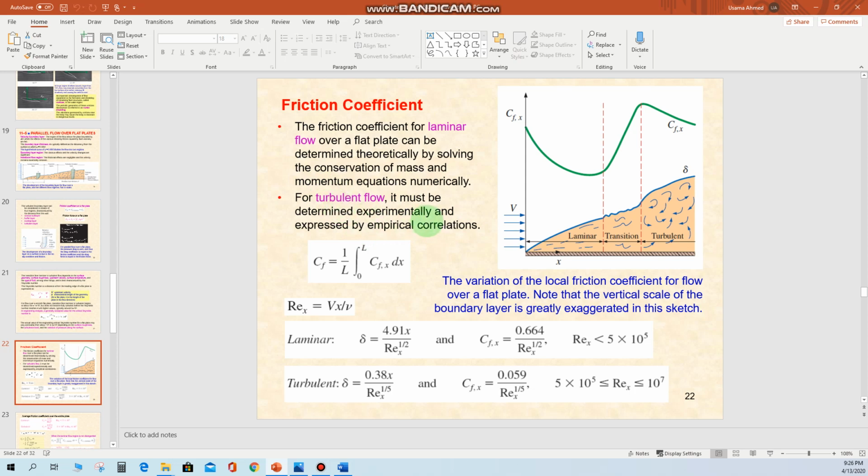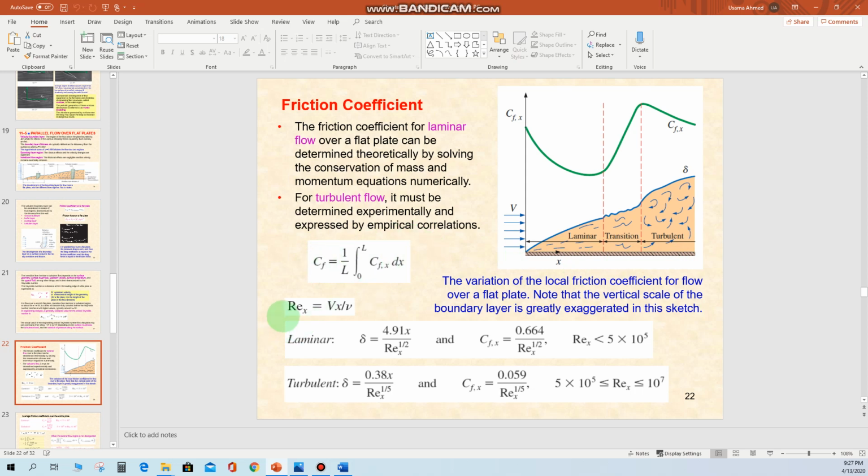So for the turbulent flow, we can get the value for the local friction coefficient and the overall friction coefficient using the empirical correlations. Now this C_f represents the friction coefficient of the entire plate, when you integrate over the length of the flat plate from 0 to L, the total length. If you integrate the local friction coefficient to get the value for the entire surface, then we have the total friction coefficient by using this equation.